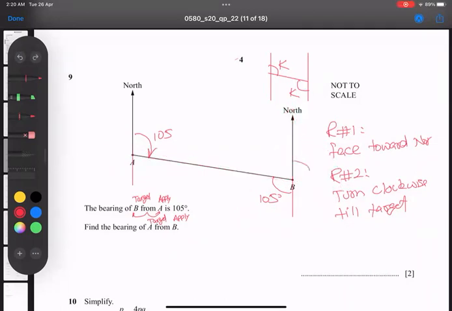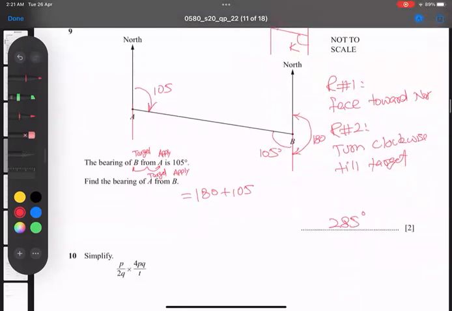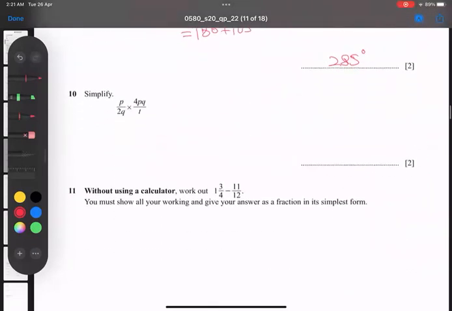Now this is a straight line, which is always 180. So the answer becomes 180 plus 105, and the answer becomes 285, and put a small circle, the degree sign, on the top.